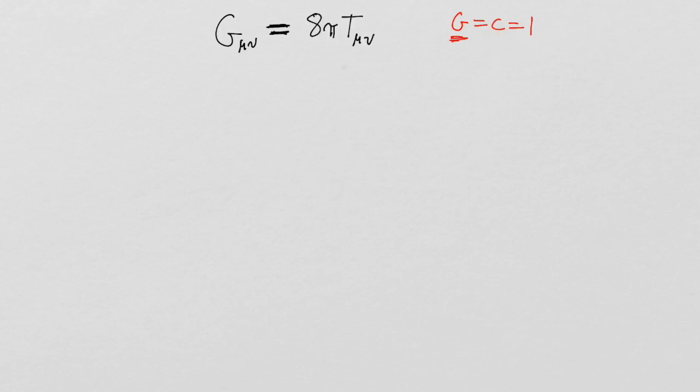And if you weren't in the G equals C equals 1 units, you would have, let's see, a G here and I think a C to the 4th down there. But we are in G equals C equals 1, so we're just using the black letters for our expression. So we're going to solve this equation.